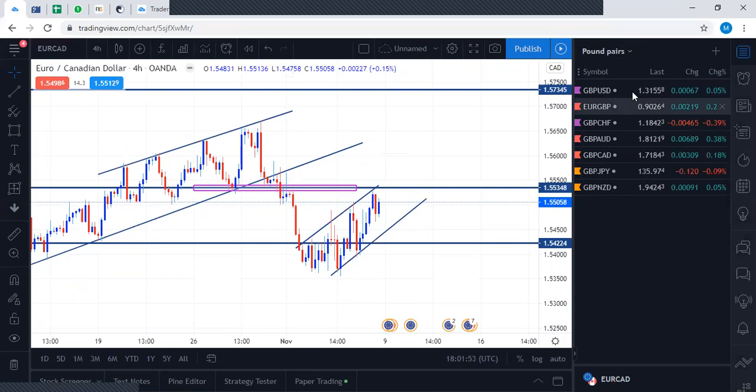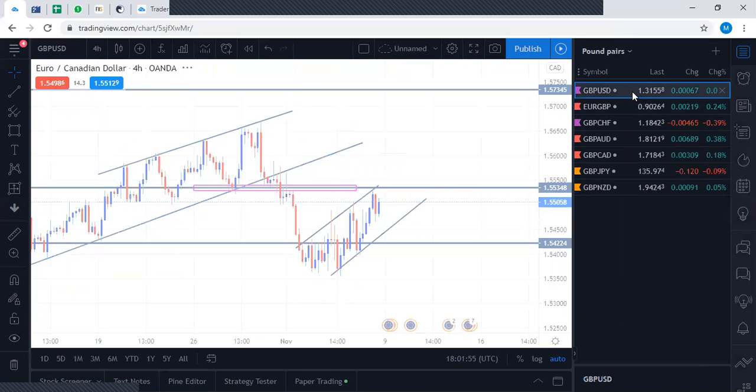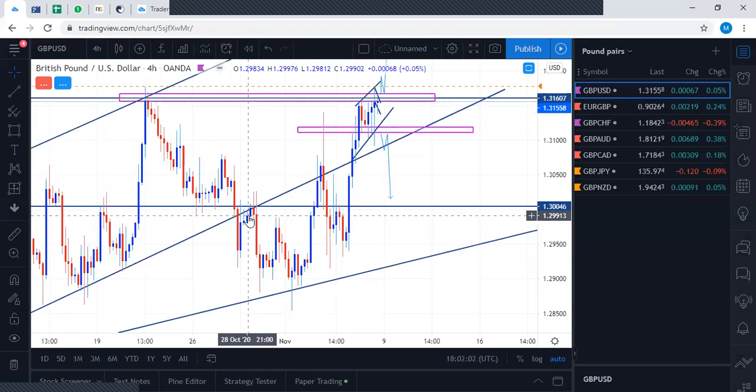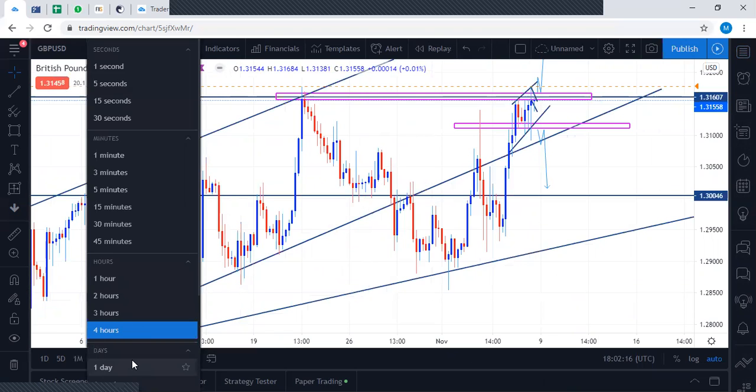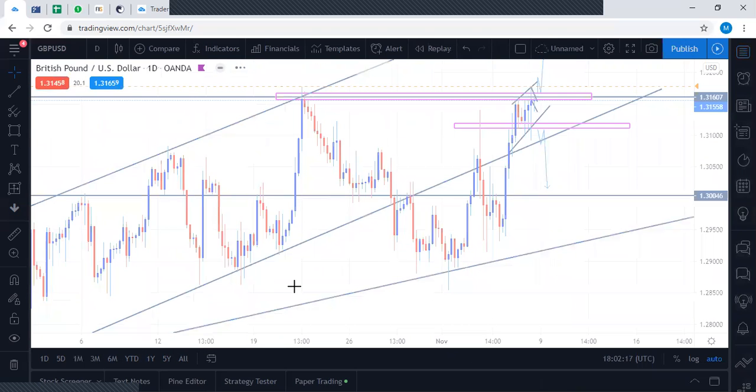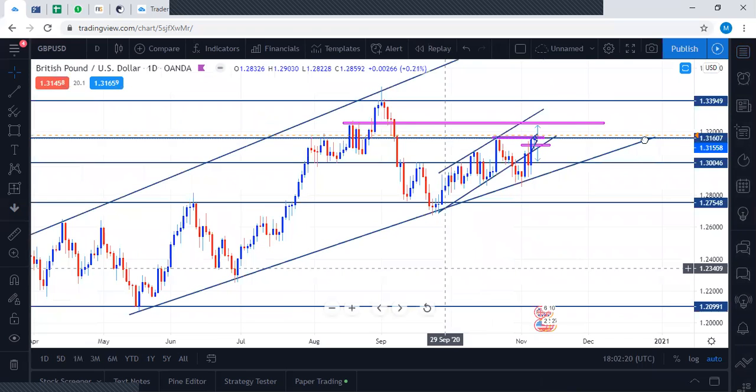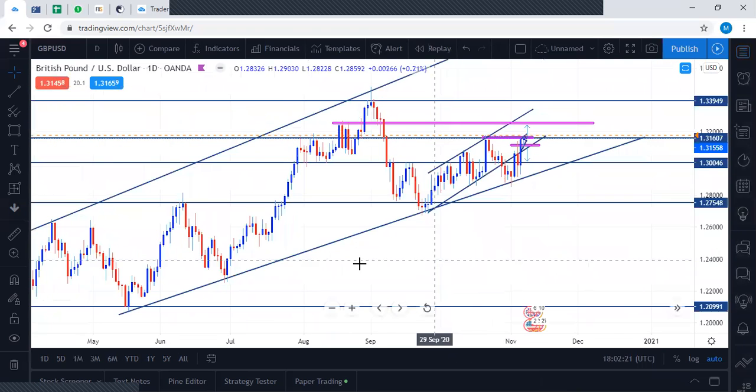Let's go to the pound USD. Let's hop on pound USD and see. Pound USD here, I can see something similar to the Euro USD, a little bit similar. Okay, let's go to the daily. On the daily time frame, you can see price has been in an ascending channel for some time.